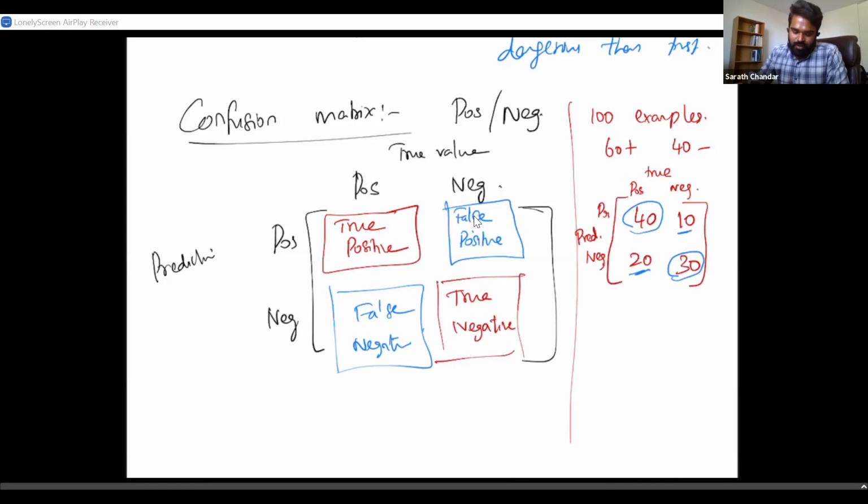If you sum up the first column, you should get all the positive examples, 60. Similarly, if you sum up the second column, you should get all the negative examples, which is 40. This is the property of this confusion matrix. Now can someone tell me what would be an ideal confusion matrix? Maybe hand raise or chat.